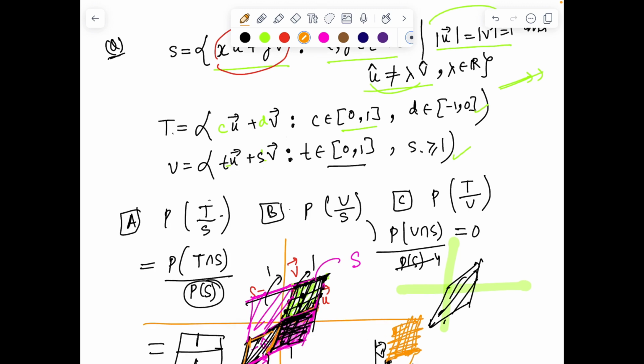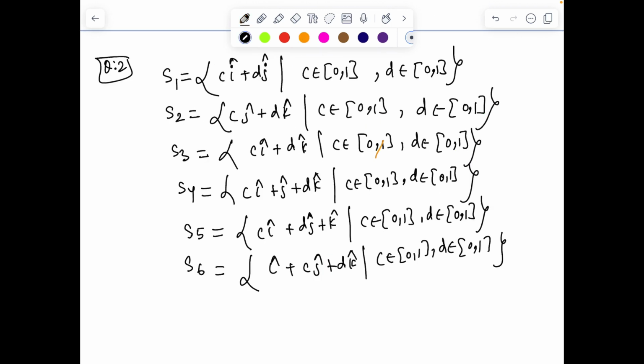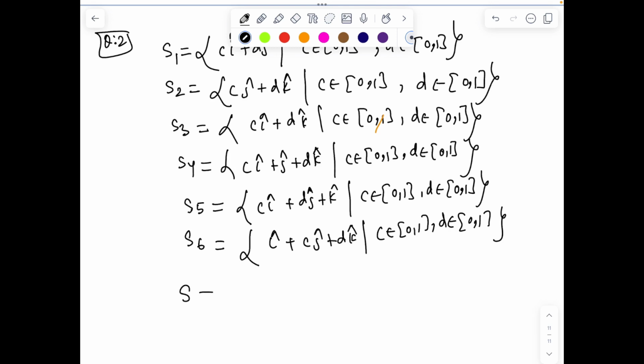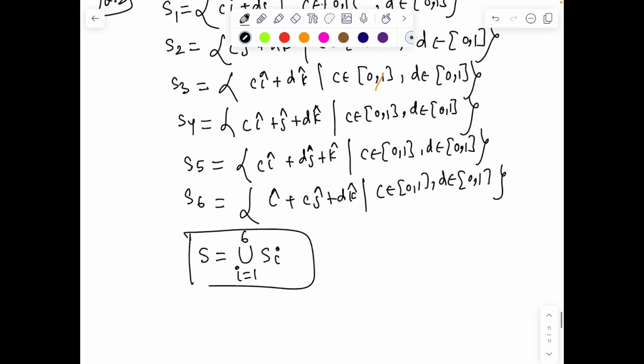Third case again you can calculate very easily, because this amounts to probability of T intersection U divided by probability of U. So suppose these 6 are the given sets, which are defined as follows. Okay, now the question is: let's define a set S which is union of Si, I equals 1 to 6.